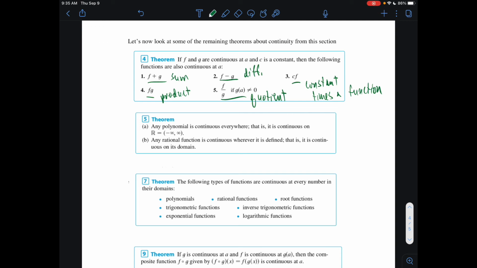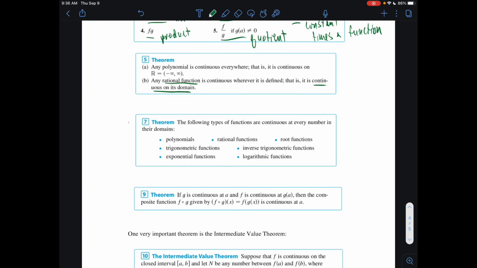Similar to the direct substitution property, this next theorem, any polynomial is continuous everywhere. That is, it is continuous on the real numbers from negative infinity to infinity. So linear functions, quadratic, cubics, etc., any polynomial. And then in a similar fashion, any rational function is continuous wherever it is defined. So again, it is continuous on its domain. So rational functions and polynomials are continuous on their domains.